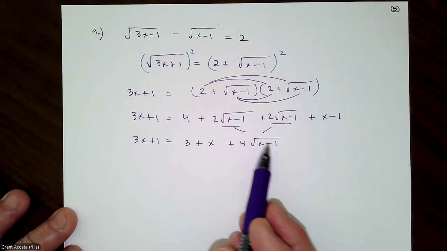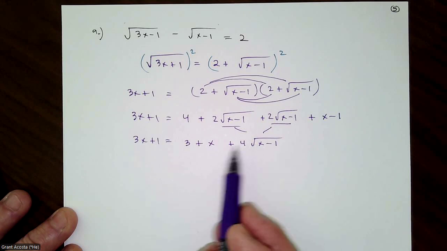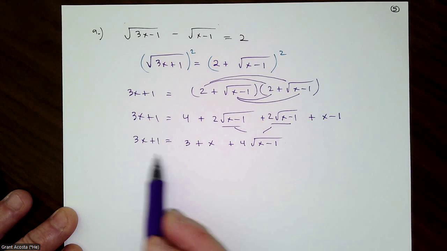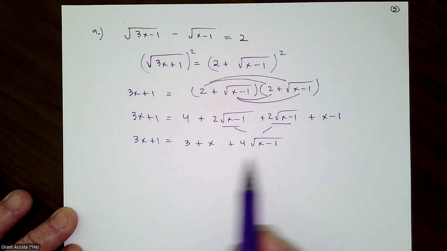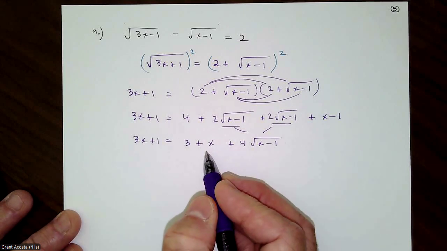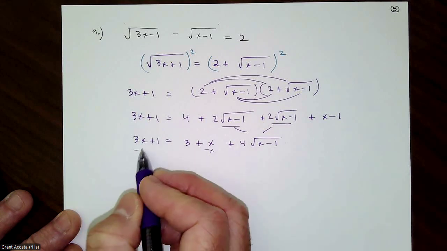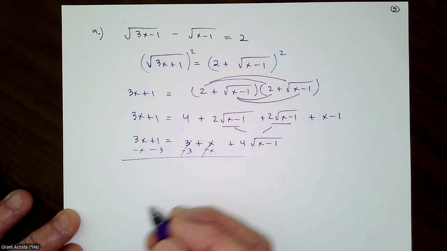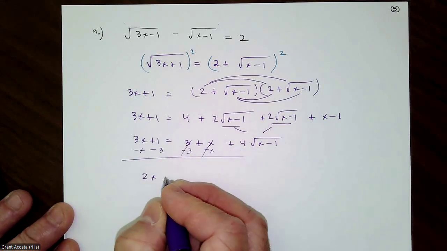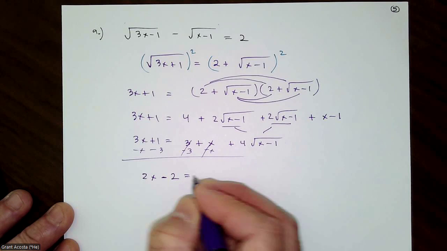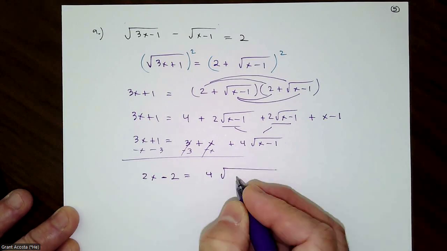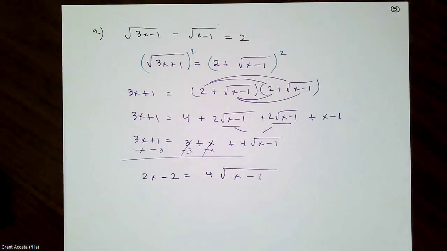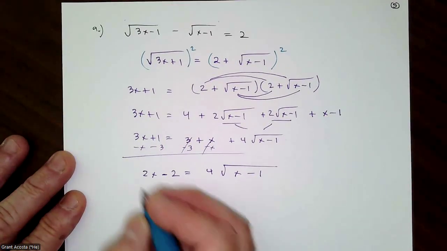I'm going to have to square again, right? Because I still have a square root. But before I square, I'd probably be better off if I isolate this and move these two terms over to the other side. I don't want to square it right now. That would be really terrible. So we're going to subtract x, subtract 3, get rid of those. So we now have 2x minus 2. You can leave the 4 there or divide it. I guess I would leave it there.